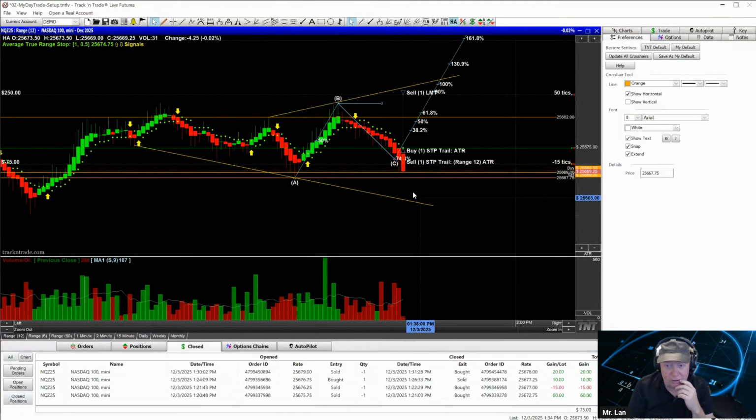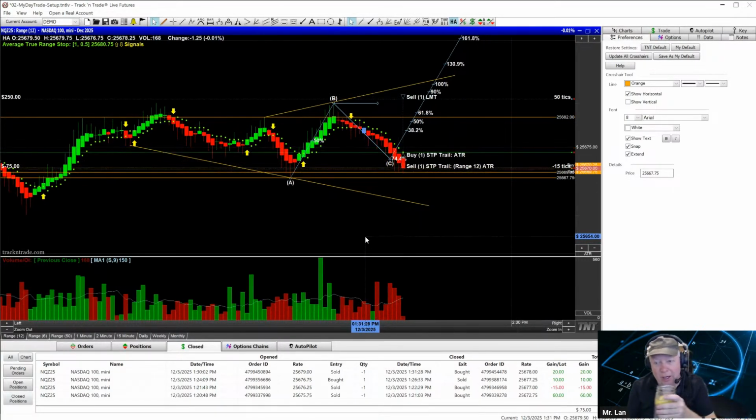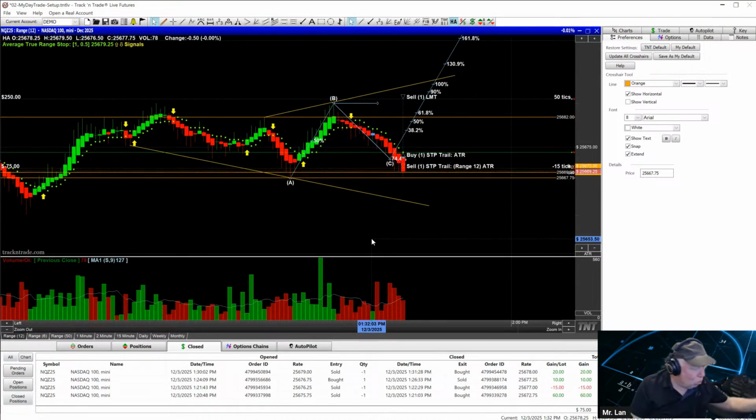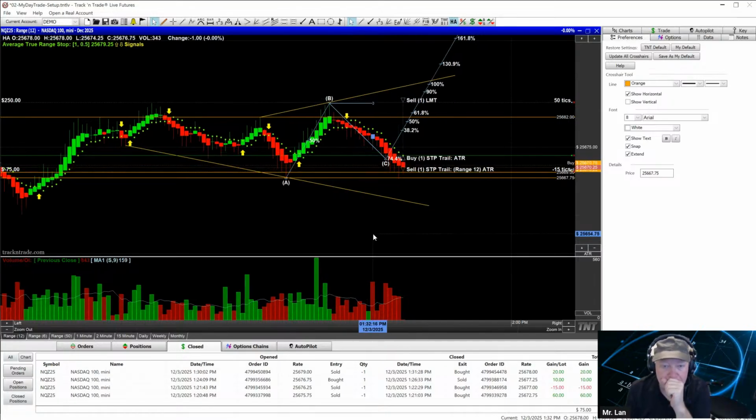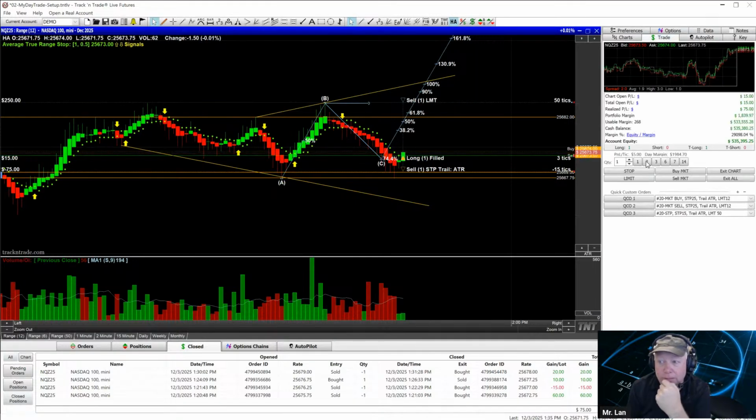Just trade the arrows, Lan. You just trade the arrows. Just buy and sell the arrows. I know, you do that. That's why I have a strategy in my guide that says just trade the arrows, Lan. That's the strategy you do with the autopilot. Because the autopilot, you just turn it on and it'll just trade the arrows.